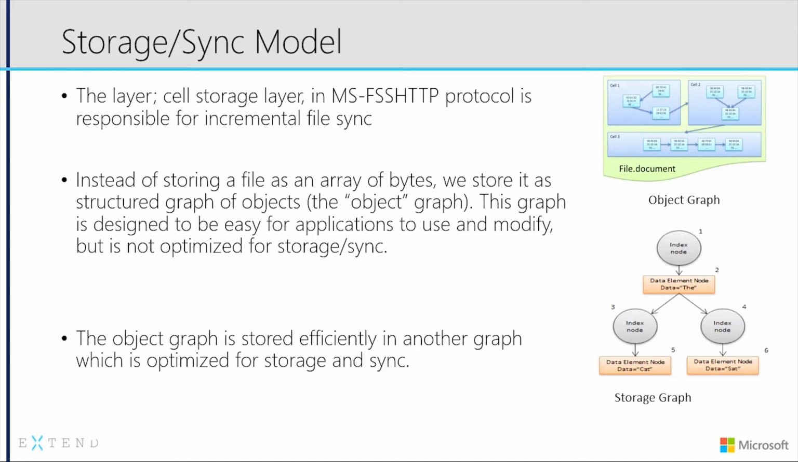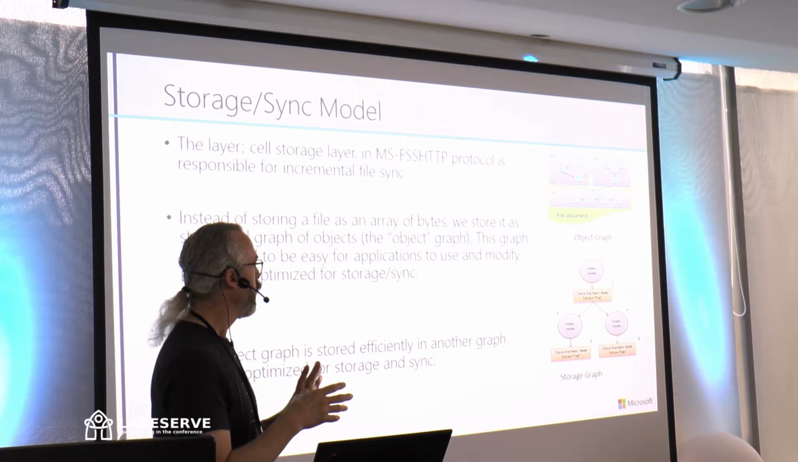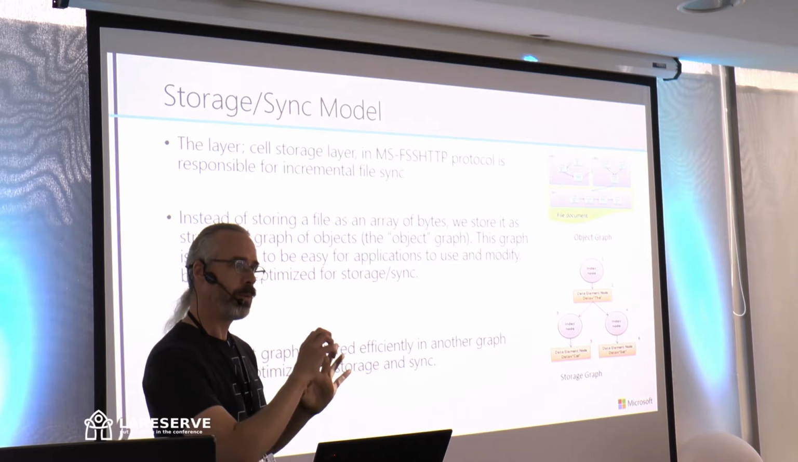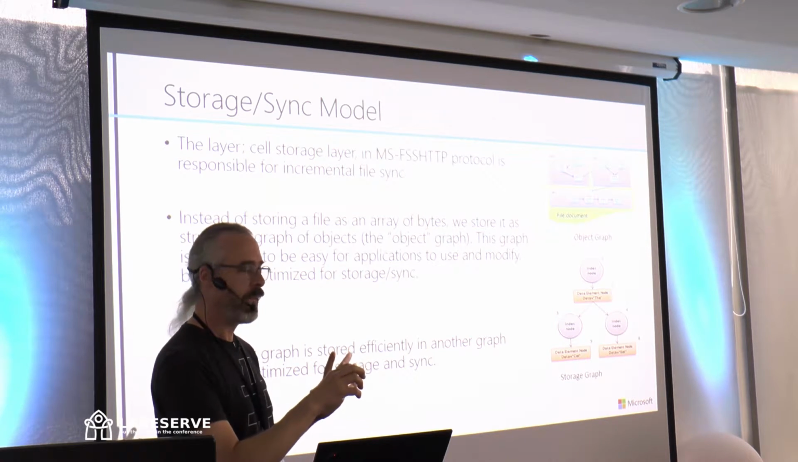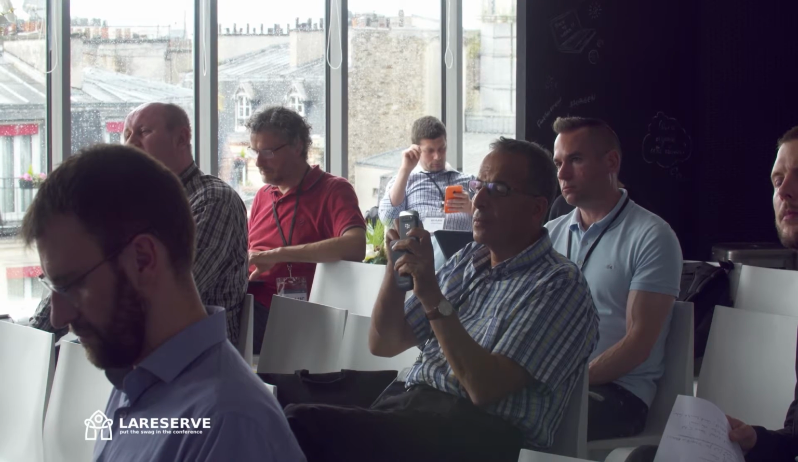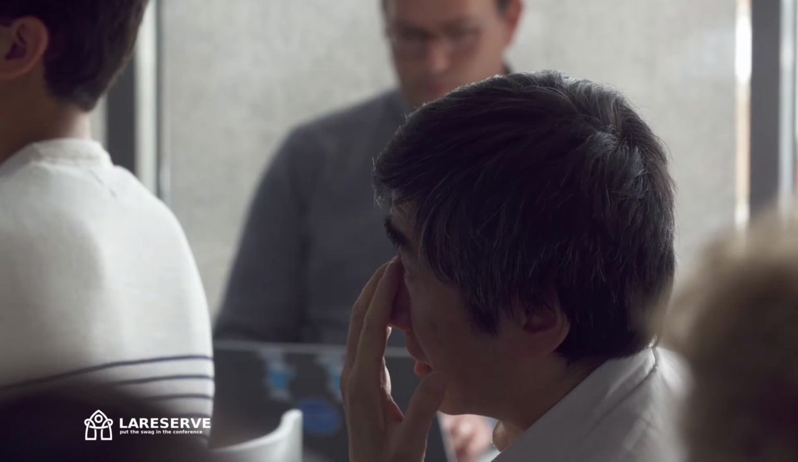The cell request allows us to create this nice graph with immutable data elements and then mutable index elements so that when a change is made, we can just replace an entire node and fill in the new data element. And then we've also got this ability to track these changes.